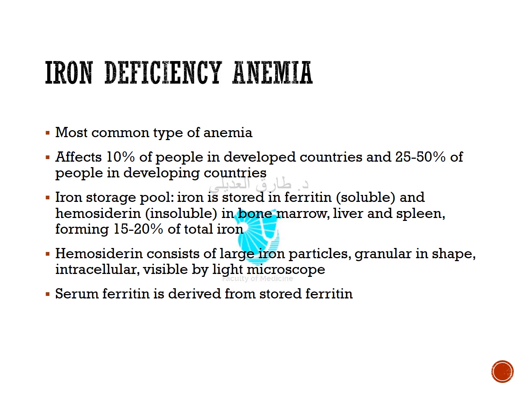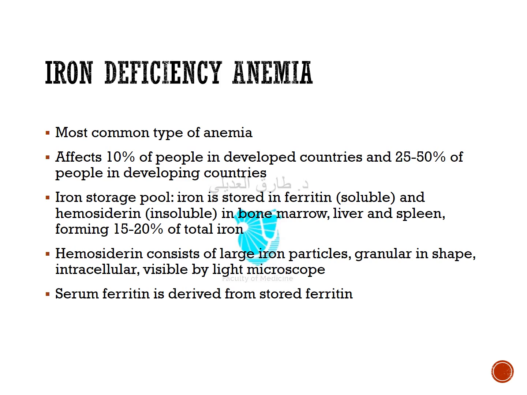Iron normally has a strict storage in our body. The pool of storage of iron is divided into ferritin and hemosiderin. Ferritin is a small molecule which is water soluble, so it is dissolved in the cytoplasm and we cannot visualize it, while hemosiderin is a large and insoluble one.